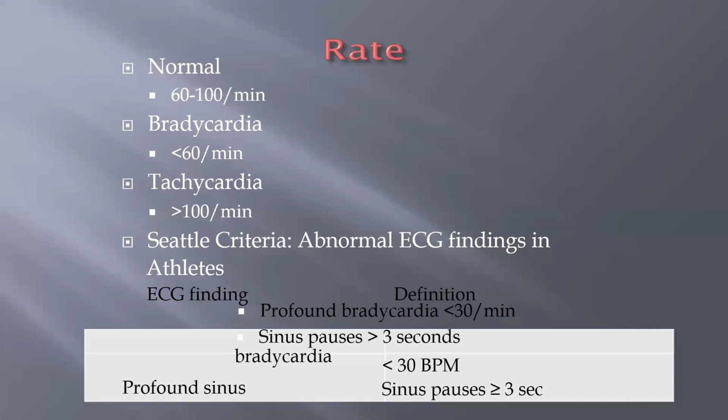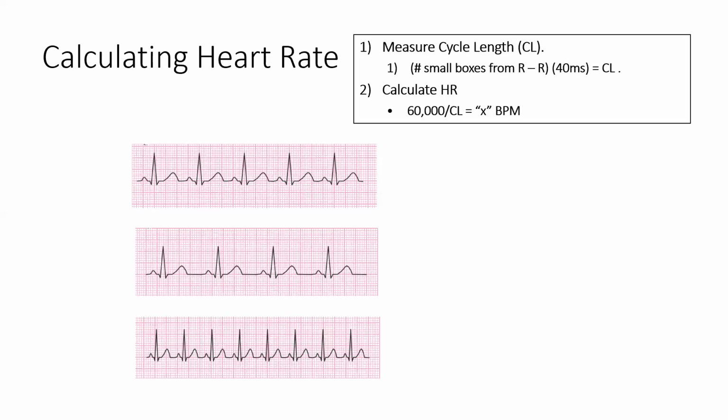Then your patient has profound bradycardia, less than 30, and they require to be seen by a cardiologist, even when their heart rate appears to be quite okay. So the other one to calculate your rate is you look at the number of small boxes here, then you divide by 1500.